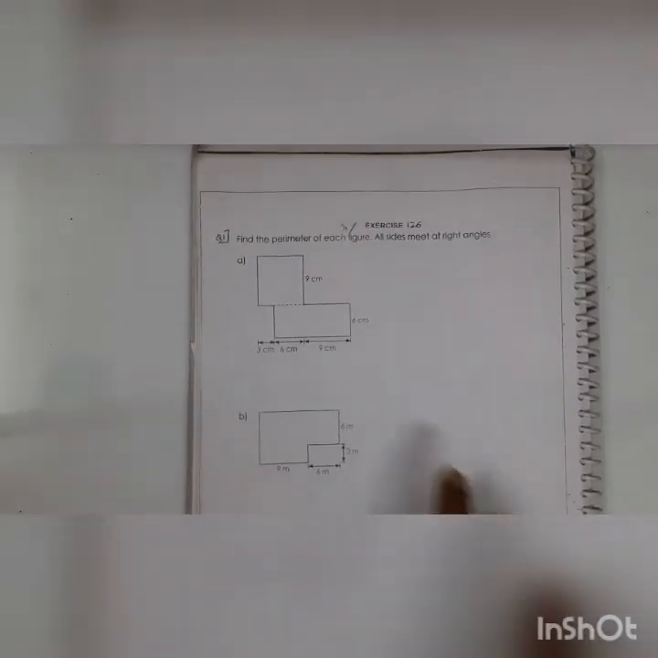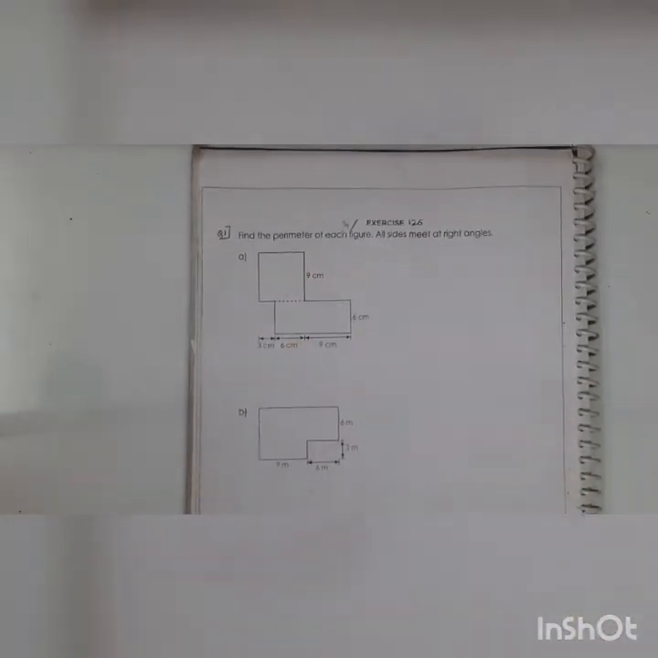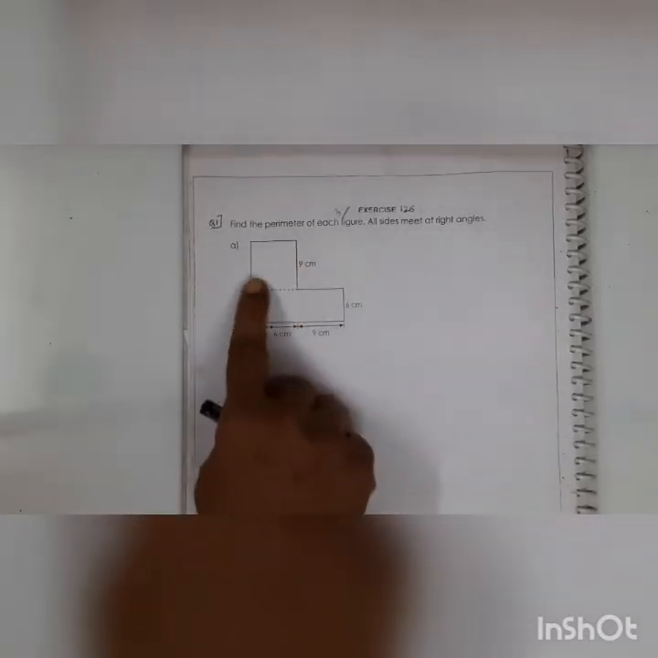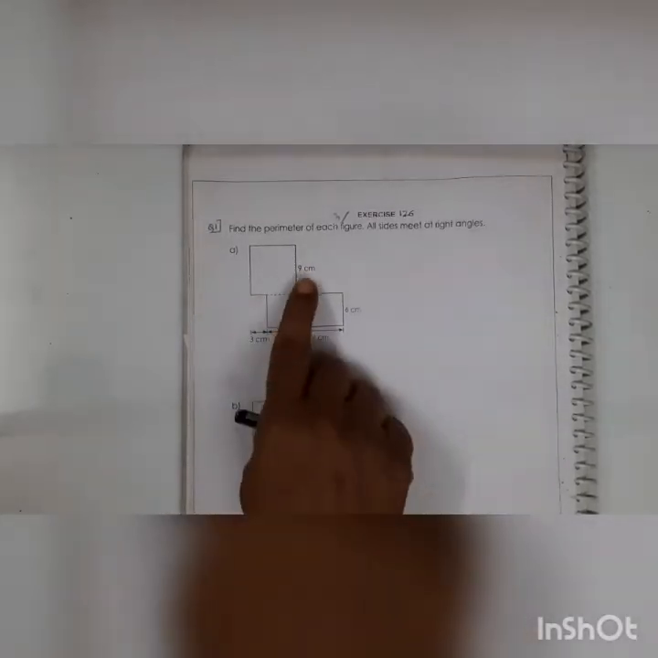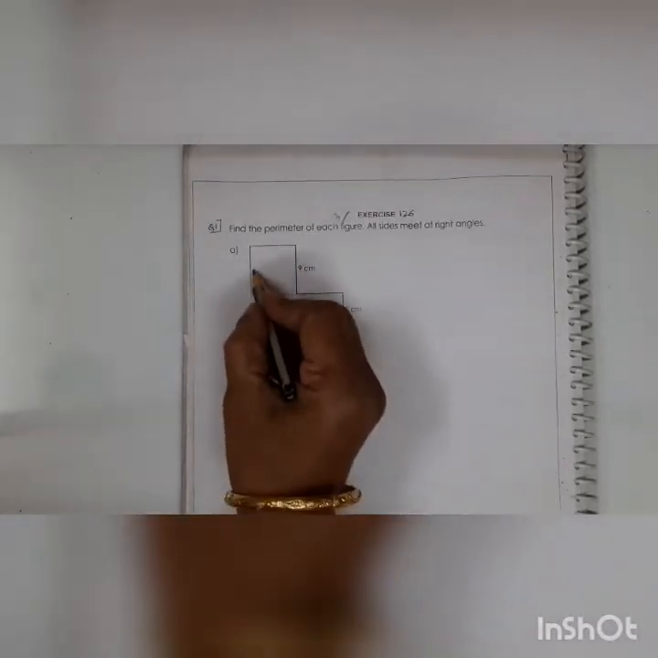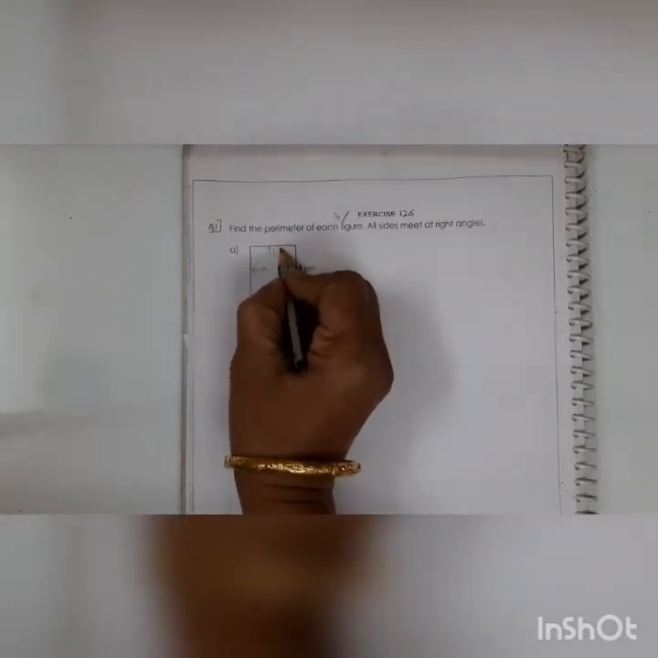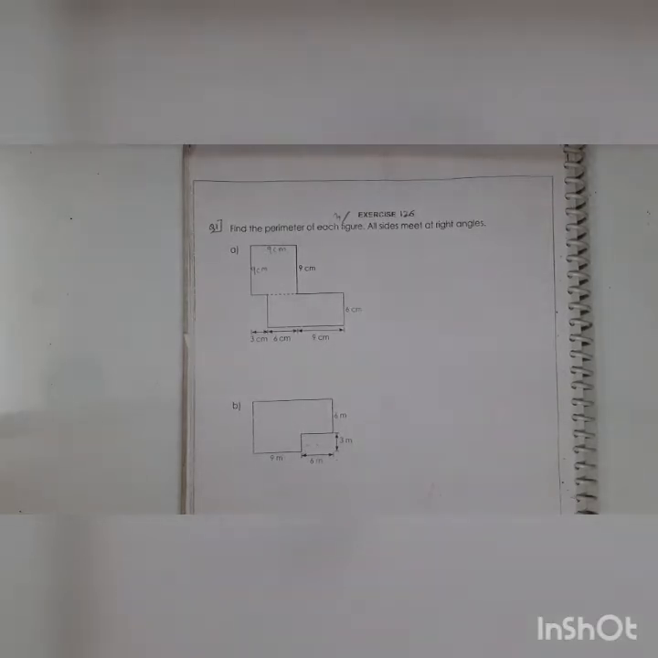So let's start, children. Find the perimeter of each figure. All sides meet at right angles. Children, please read the question. Okay. So now, children, look at this figure. When you look at it, what do you think? It's a square, right? So if this is 9 centimeter, what will this be? Why? What is the property of a square, children? All sides are equal. Now this also should be 9, right?